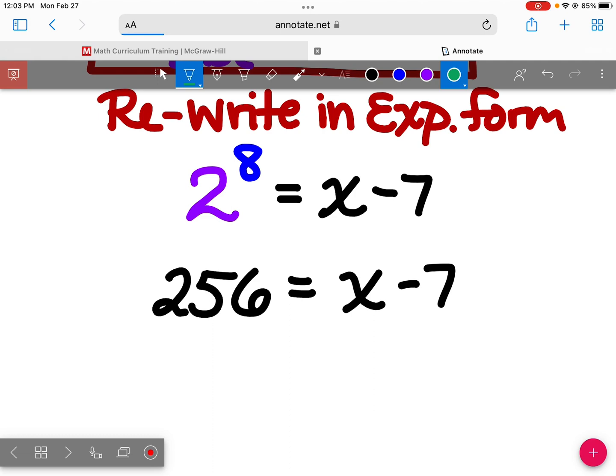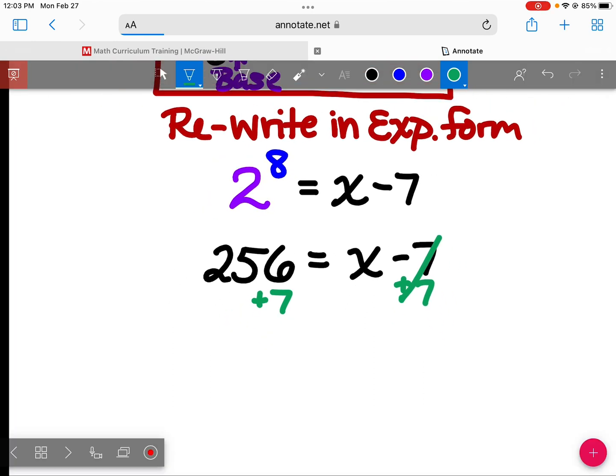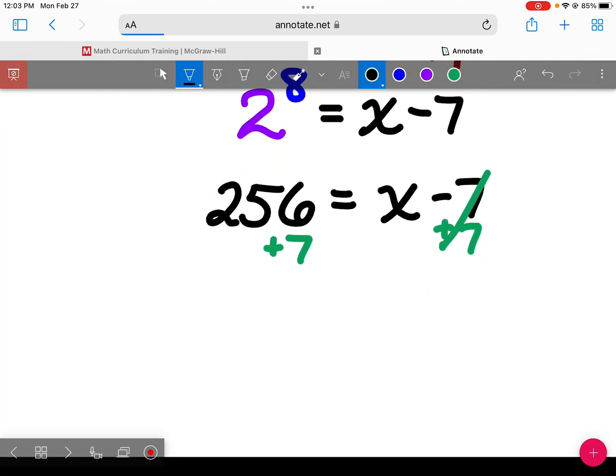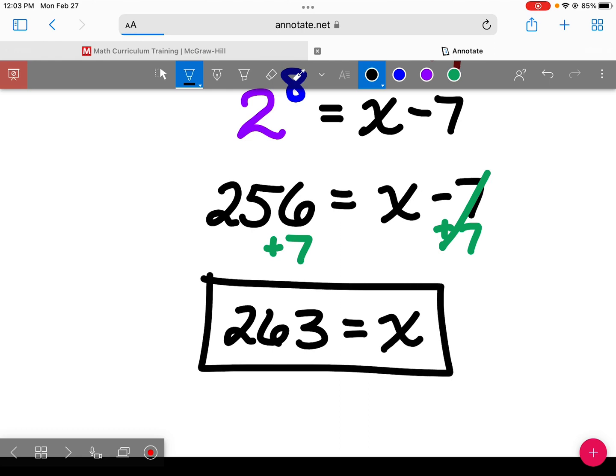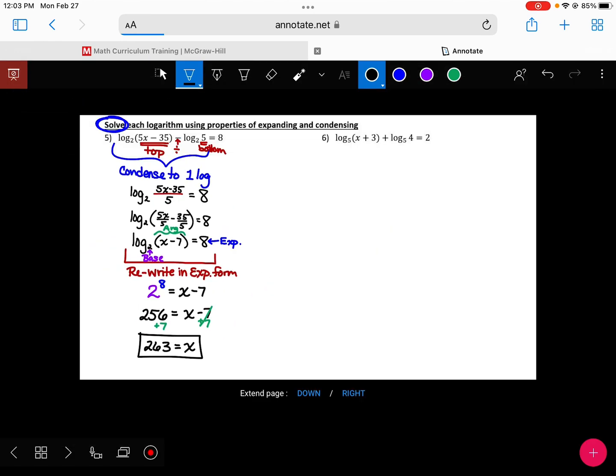You have to simplify it because what do I need to do to get x all by itself right now? Add 7. I'm going to add 7 to both sides. So I do have to simplify 2 to the 8th so that I can add 7 to it. So that's 259. No, we're adding. 263. 263 equals x. How do I know if that's a valid solution?